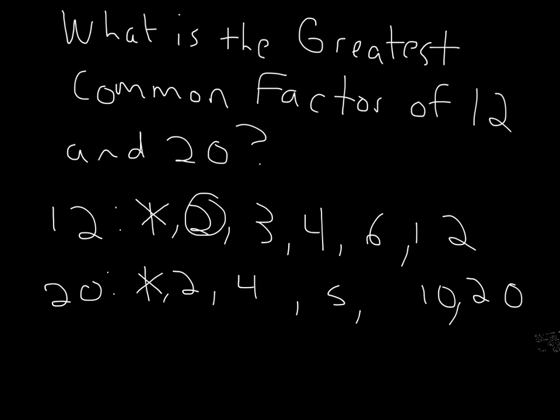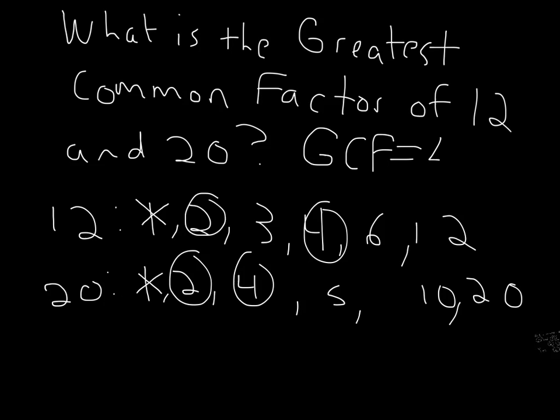I do notice that 2 is a common factor, and I notice that 4 is a common factor. The common factors of 12 and 20 are 2 and 4. We notice that 3, 6, and 12 are factors of 12, but not 20. 5, 10, and 20 are factors of 20, but not 12. And so the question is, what is the greatest common factor? Well, it's just simply saying, out of 2 and 4, which is the greatest number? And it is 4. We'll abbreviate greatest common factor as GCF, and the GCF of 12 and 20 is 4.